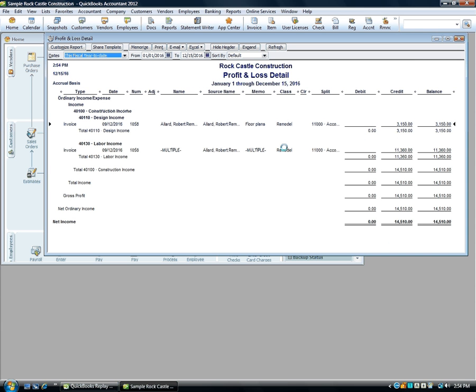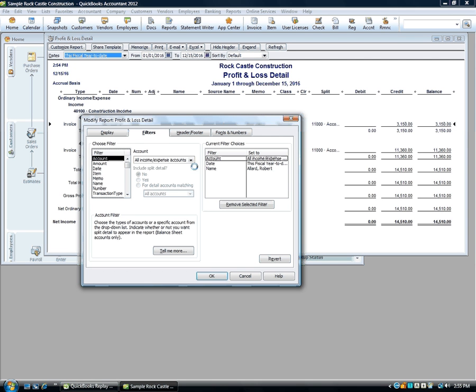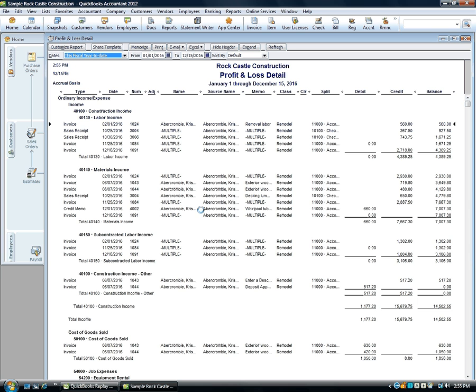So this tells me that I have income. This is an invoice, construction income, and labor income. So far, I have billed him for the income, but I have not charged any costs to this customer. Now I want to see the next customer. I go to Name. So now I can see everything that is attributed to this customer.